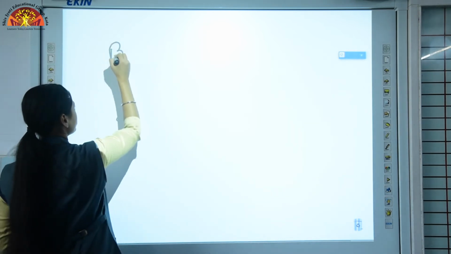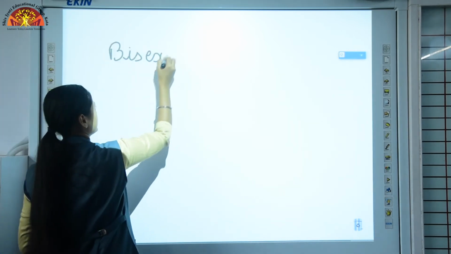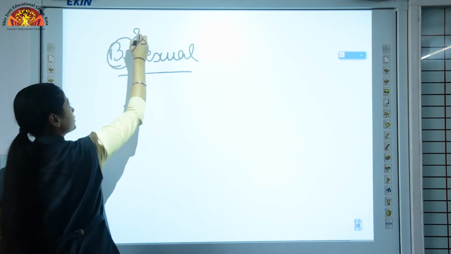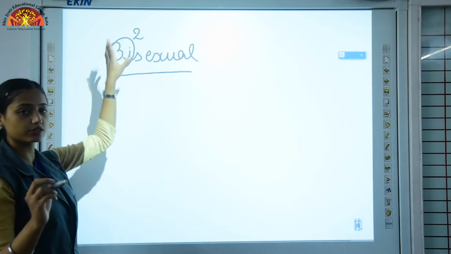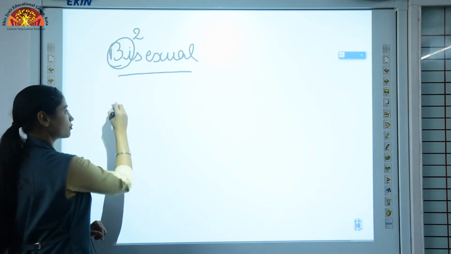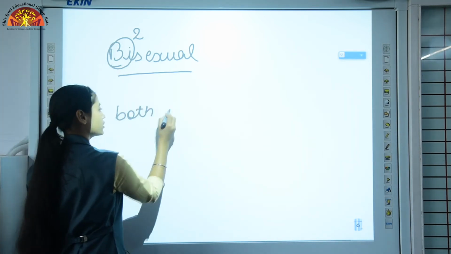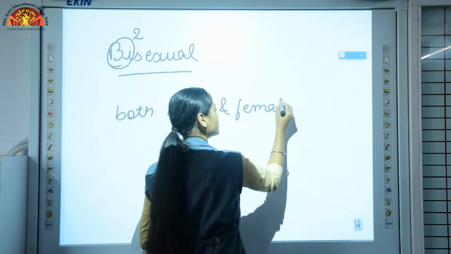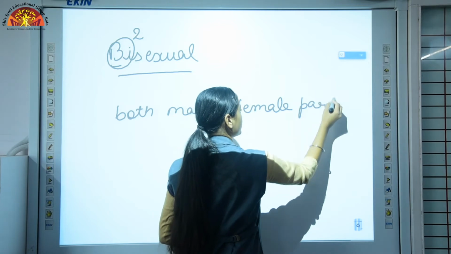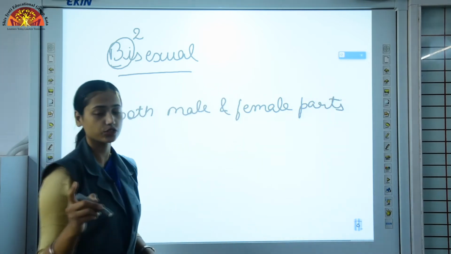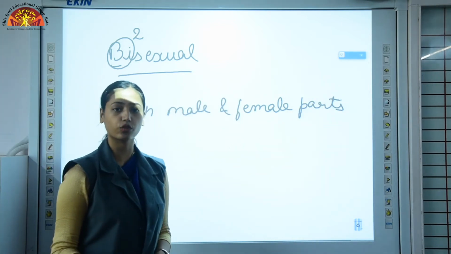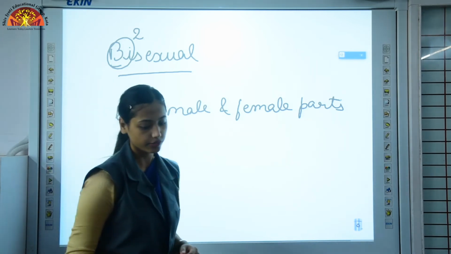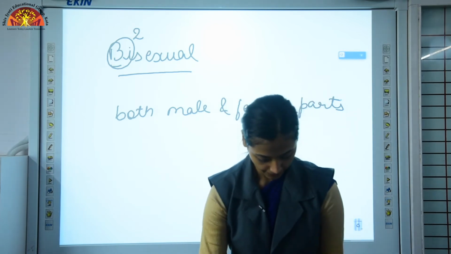Another type of flower is bisexual. Bi means, this bi means not that goodbye, bi is 2. Those flowers in which both male reproductive parts and female reproductive parts are present. Like the flower which I have shown you right now, that was bisexual because it was having both male reproductive parts and female reproductive parts.